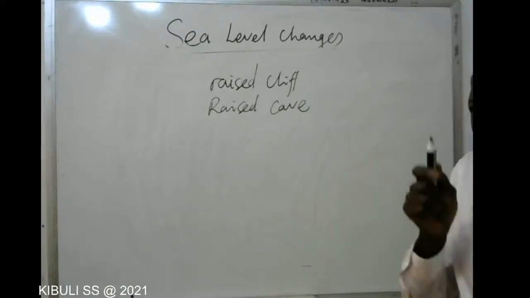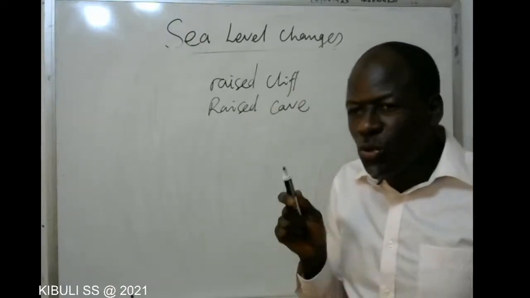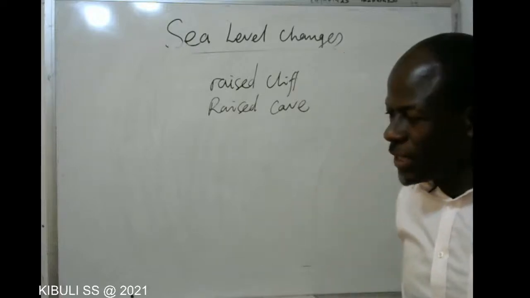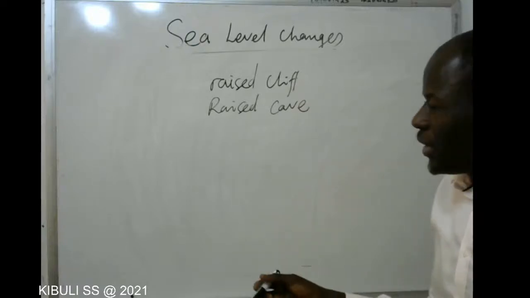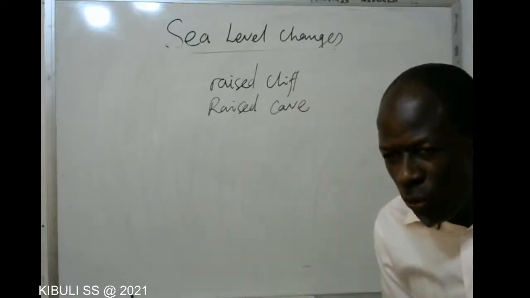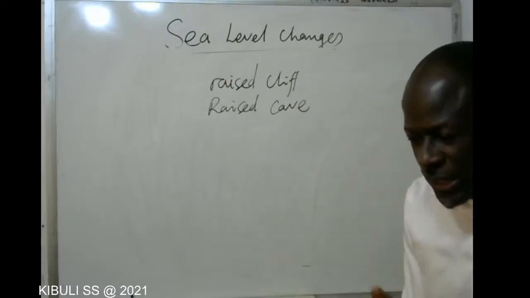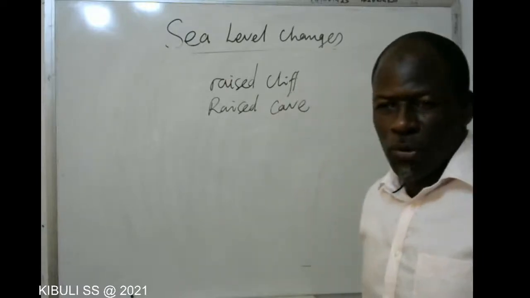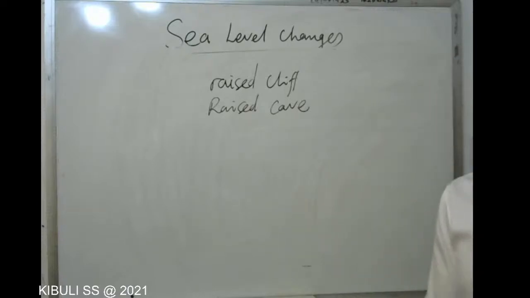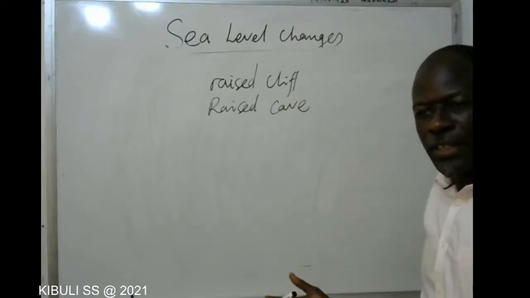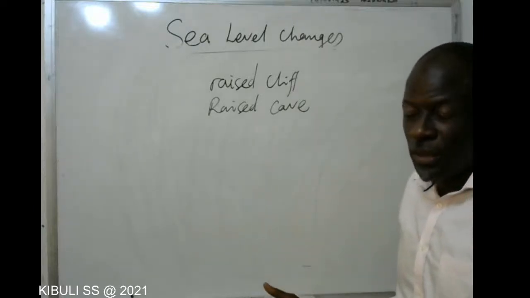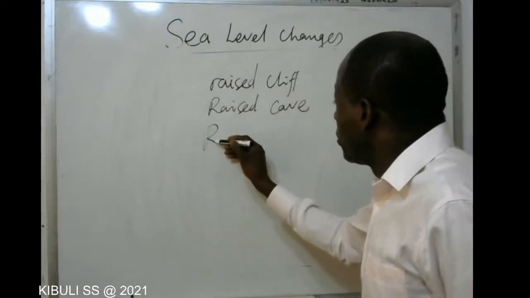Now, when sea level falls, the waters of the waves will no longer reach the cave, because the cave has been left above the water level because of a fall in sea level. So we have a raised cave. Our beach continues to grow because the materials are deposited just adjacent to the water body. Now when the water level reduces, it means that water is far from the beach, meaning therefore that we can no longer have deposition taking place here. So that beach which is left above the present water level because of a fall in sea level will also be called a raised beach.